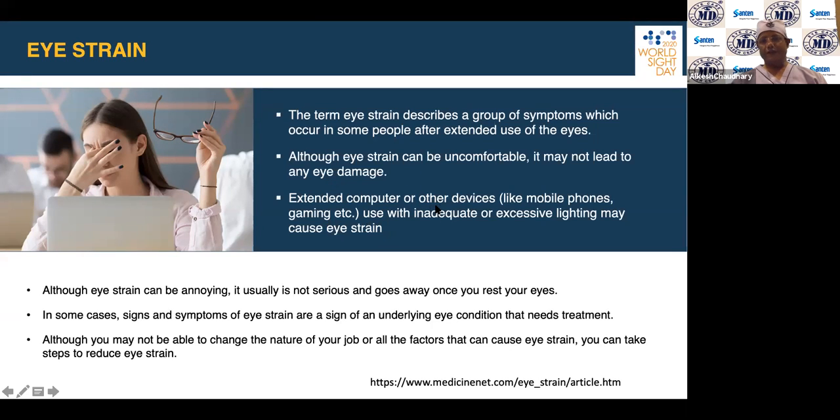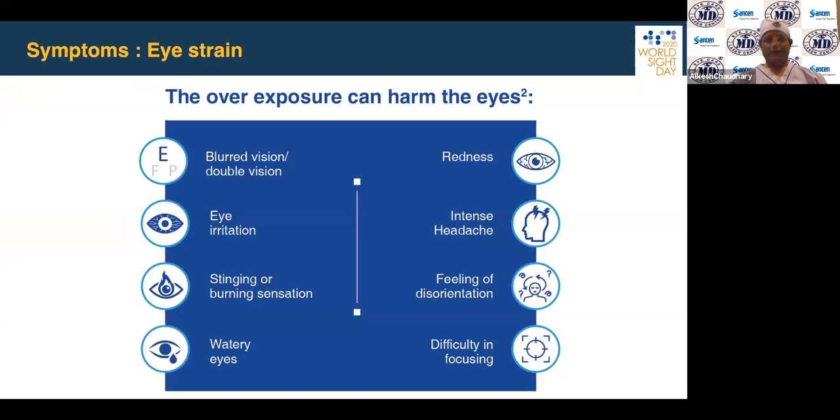Extended use of computers or other devices like mobile and gaming, with inadequate breaks, causes excessive strain. So it is always better to attend to it, don't ignore it, use lubricant drops and take proper care of your glasses. Eye strain may lead to blurred vision, double vision, irritation, stinging, watery eyes, redness, intense headache, and difficulty in focusing.